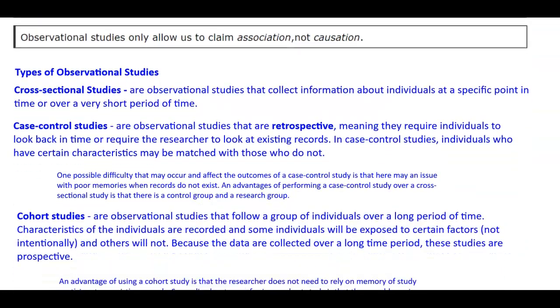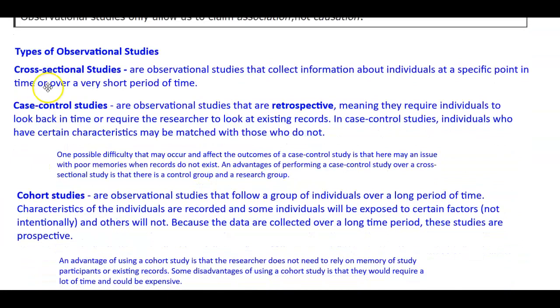Now, what are the types of observational studies? We have cross-sectional studies, or observational studies that collect information about individuals at a specific point in time or over a very short period of time. Case control studies are observational studies that are retrospective, meaning they require individuals to look back in time or require the researcher to look at existing records.